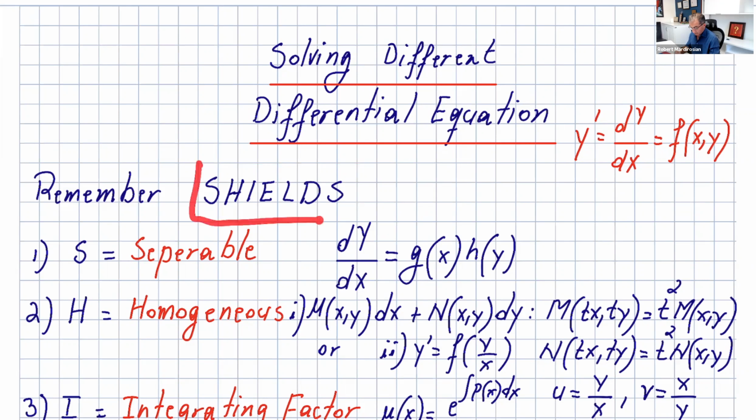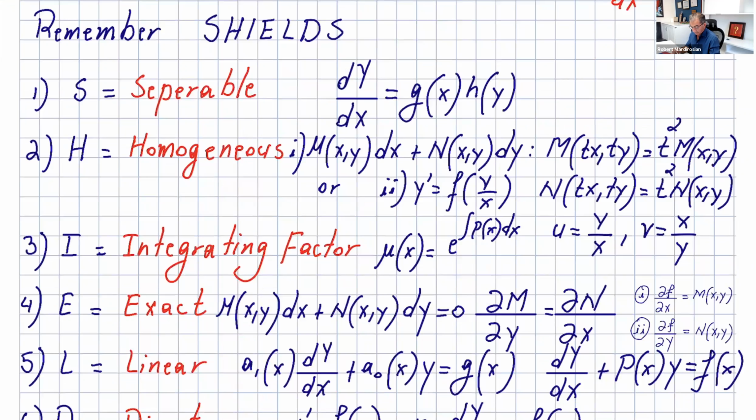What does SHIELDS stand for? The types of differential equations you can have: S stands for separable. Separable, if you see a differential equation written like this: dy dx equals g of x times h of y, then you can separate the variables and solve it. Then we have H. H is homogeneous.